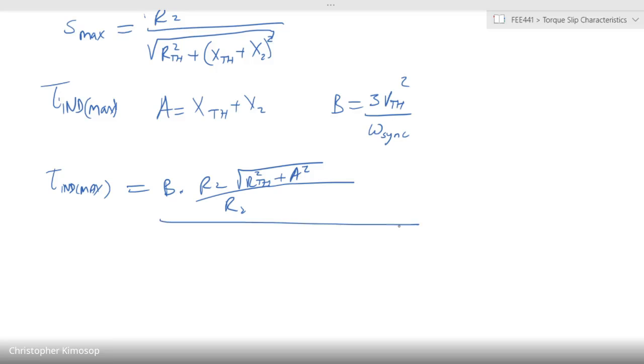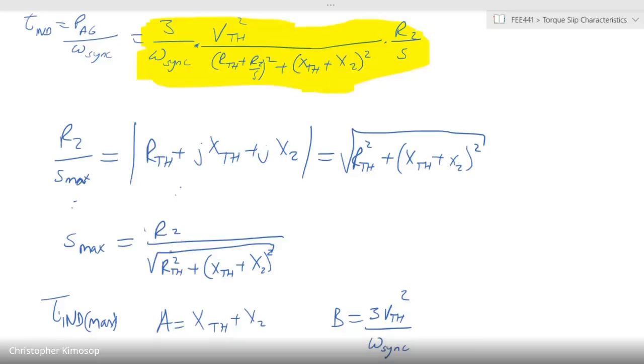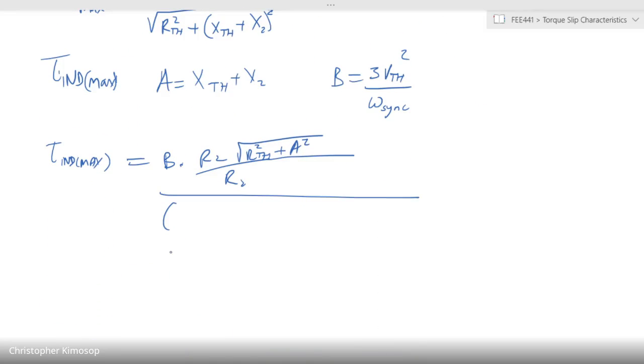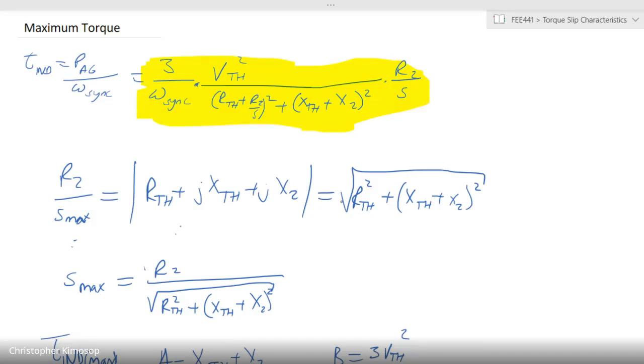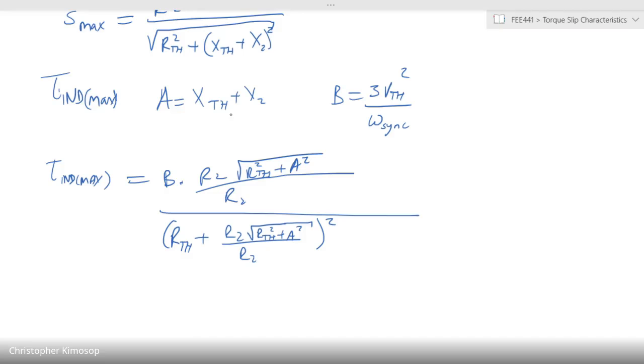Then divided by, now we have divided by what? R Thevenin plus all of that stuff. R Thevenin plus R2 over, in a similar way, R2 times R Thevenin squared plus A squared, all squared, plus A, which is this one, so A squared.